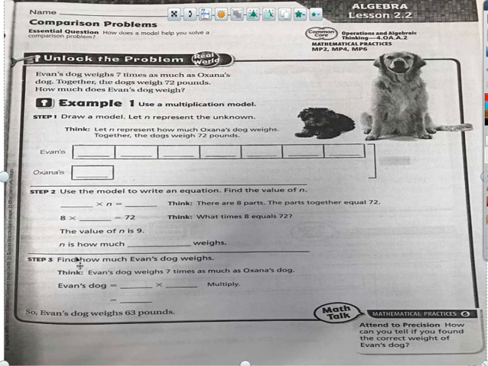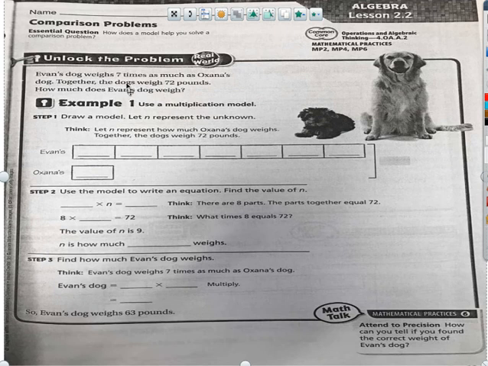This is lesson 2.2. Our essential question is, how does a model help you solve a comparison problem? And our learning objective for this lesson is to solve problems involving multiplicative comparison and additive comparison. Alright, so let's look at the first part where it says unlock the problem.